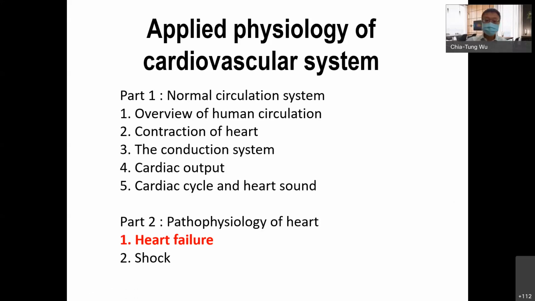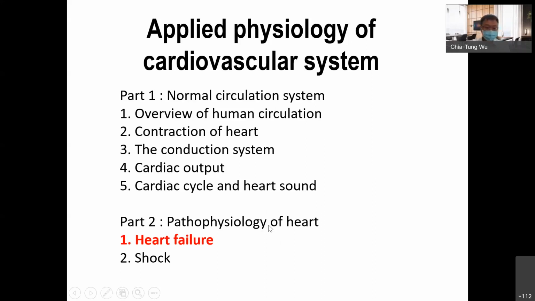I need to start the next session. The next session, I will talk about some pathophysiology of our heart, the diseased heart, and also the diseased circulation system. And just also take it easy. Don't be stressful because you are not facing your patients right now. And if you have anything that you don't understand very well, you can ask in the chat session.